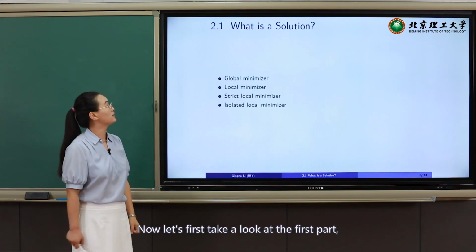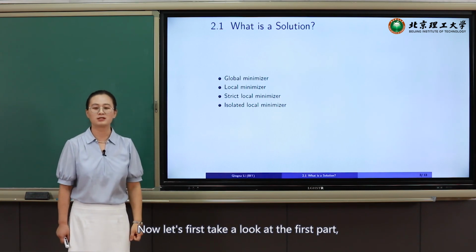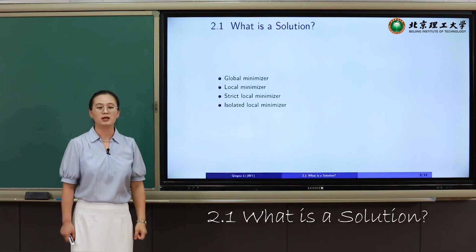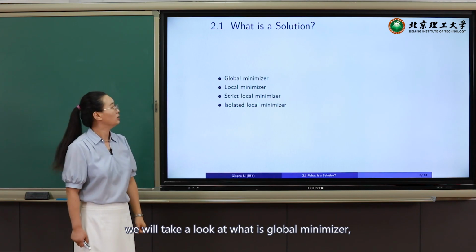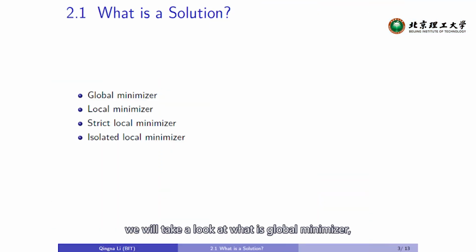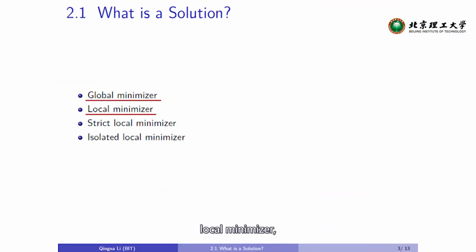Now, let's first take a look at the first part. What is a solution? In this part, we will take a look at what is global minimizer, local minimizer, as well as the strict local minimizer and isolated local minimizer.